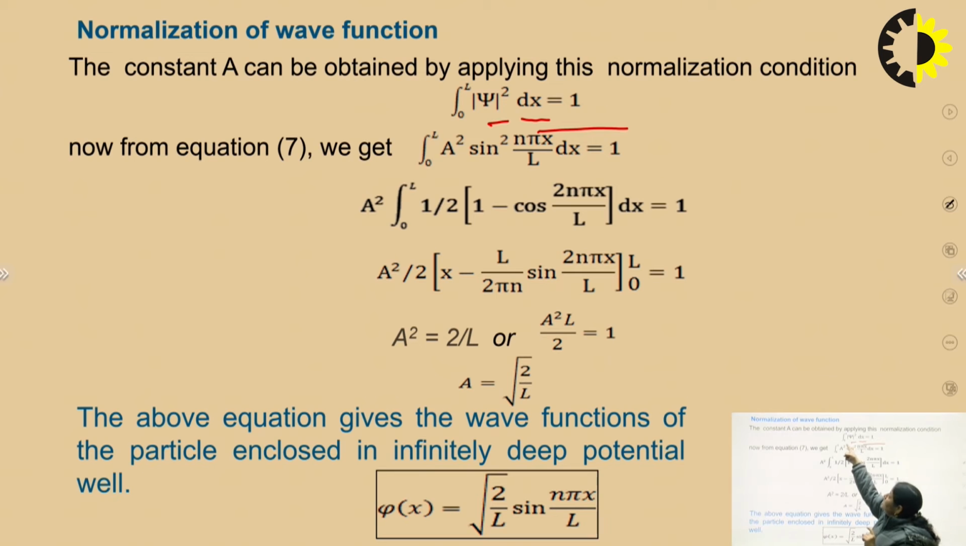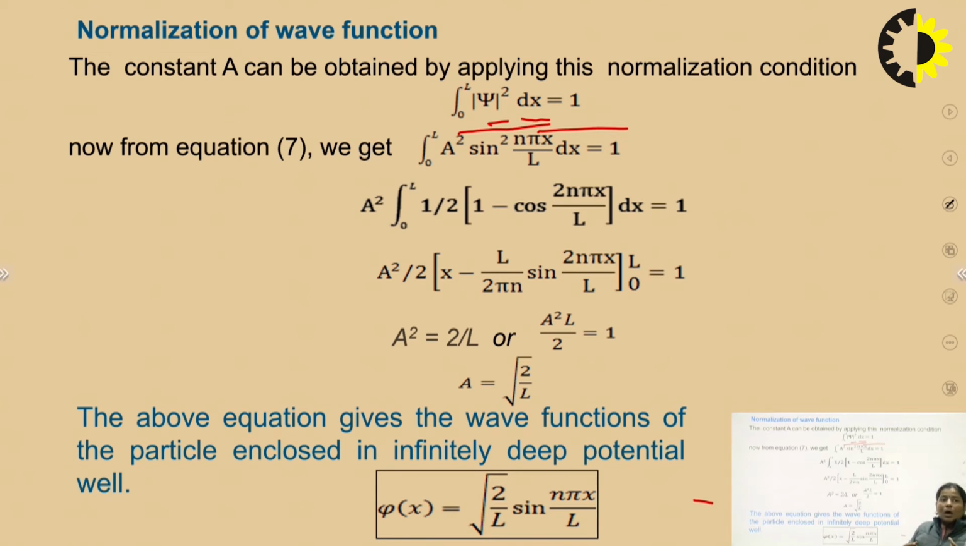And now the range is 0 to L because the box has the boundaries 0 and L. So the range of the wave function has to be from 0 to L. This whole expression tells us that the total probability for the particle to exist inside the interval 0 to L has to be just 1. This is what the normalization condition says: the total probability that the particle is present in a region is 1. And the condition becomes like this.